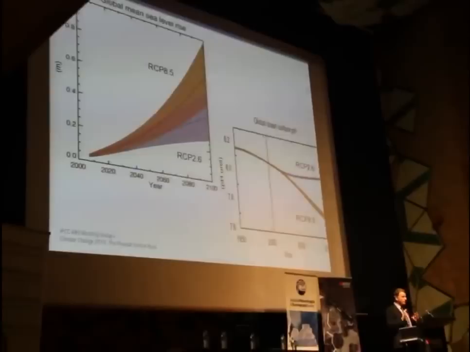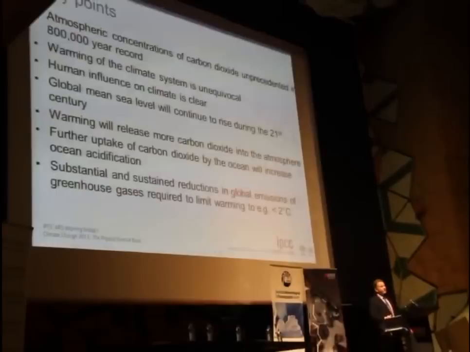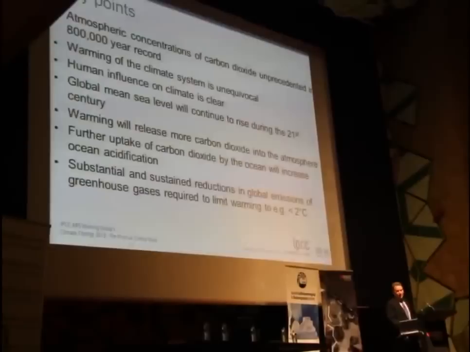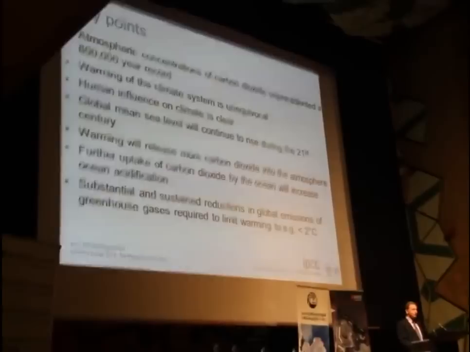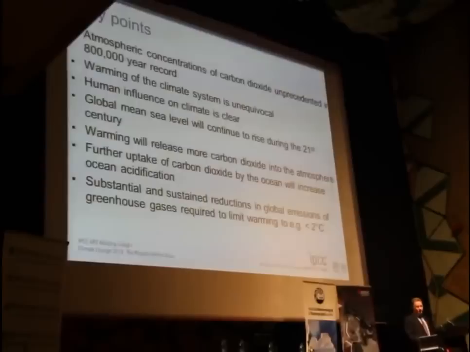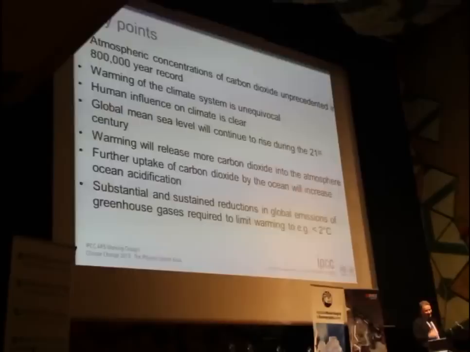So the sort of evidence that we've just looked at, and much more evidence, led the IPCC authors to the following conclusions. First, that atmospheric concentrations of carbon dioxide, and I should also add nitrous oxide and methane, are unprecedented in the 800,000 year record. Warming of the climate system is unequivocal. And human influence on climate is clear.